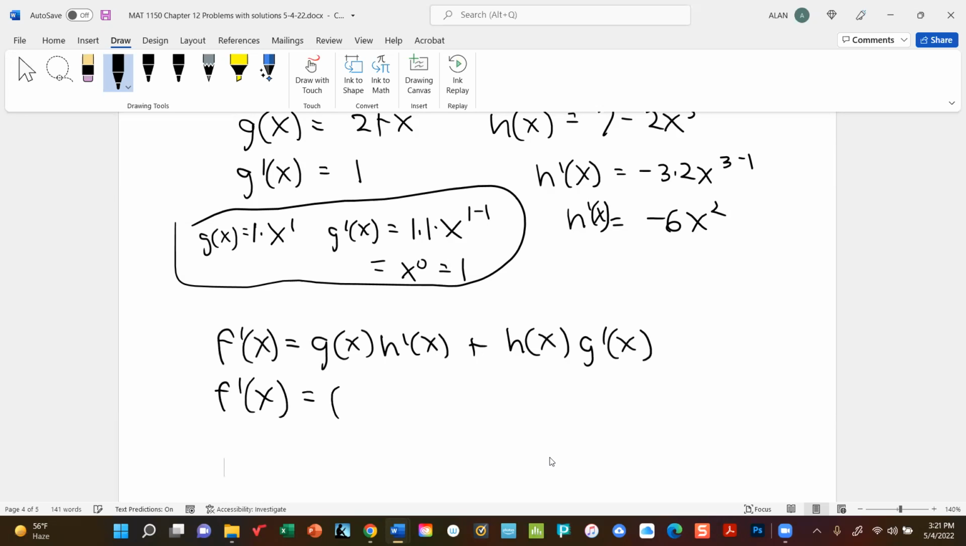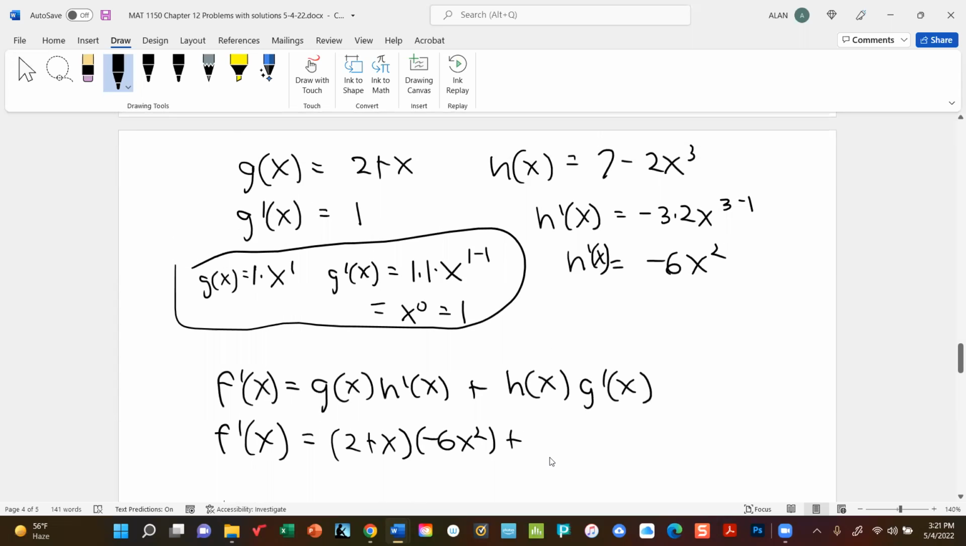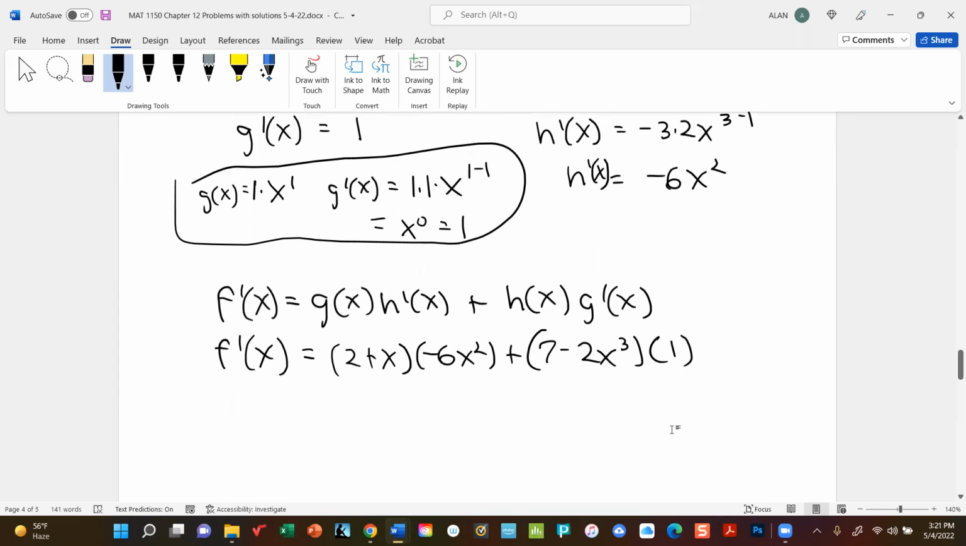So 2 plus x for g of x. H prime of x, as you can see, is minus 6x squared. H of x, remember, is 7 minus 2x cubed. And g prime of x is just 1. So that, you don't really need that. So you can simplify it a little.